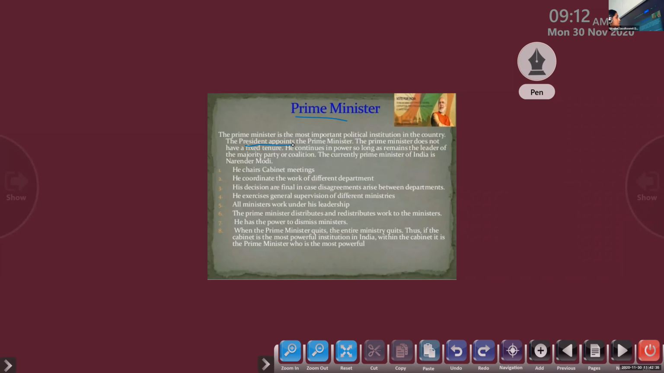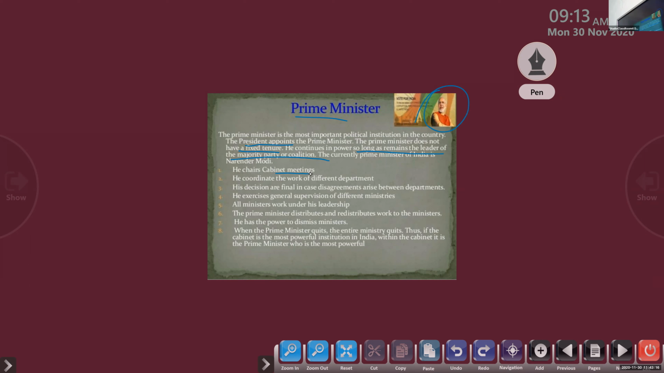So the Prime Minister does not have a fixed tenure. He continues in power as long as he remains the leader of the majority party or the coalition. That means till they have confidence in the parliament, he can be the Prime Minister. And who is the current Prime Minister of India? Ma'am, Narendra Modi. And what are the important functions coming under the Prime Minister?